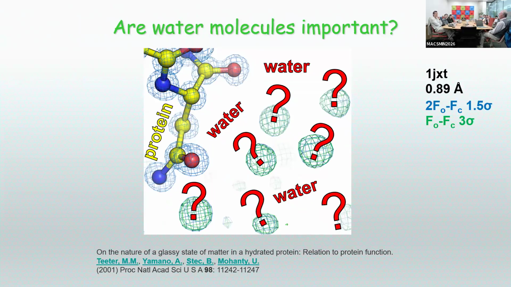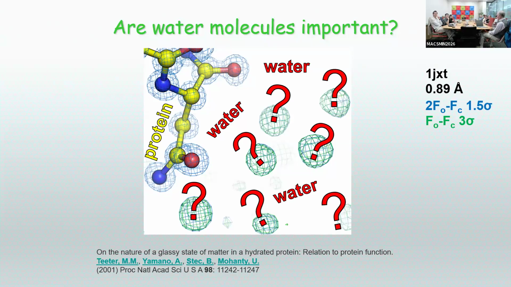Okay, another question. Are waters important? Our point is that waters might be quite important, especially in a structure which was determined at subatomic resolution, 0.89 angstrom. The paper describing that particular structure, as you can see from the title, is about water networks, and yet the coordinates in the PDB don't have waters. Clearly a problem with what was deposited.